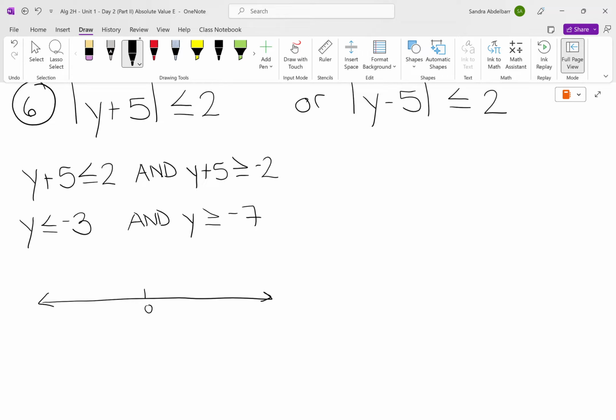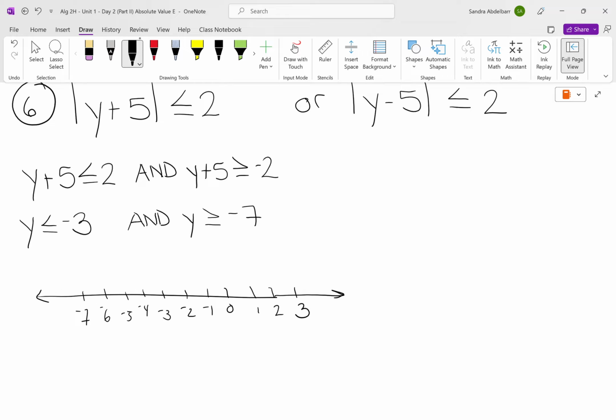I'm not going to write it out. I'm just going to graph this right now. Make more room for our negatives. So we are between -3 and -7, right? It's an and, so it's right between those two.